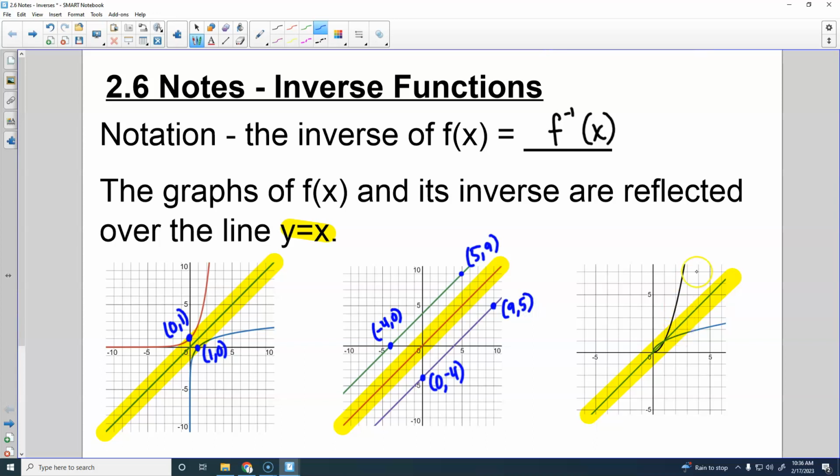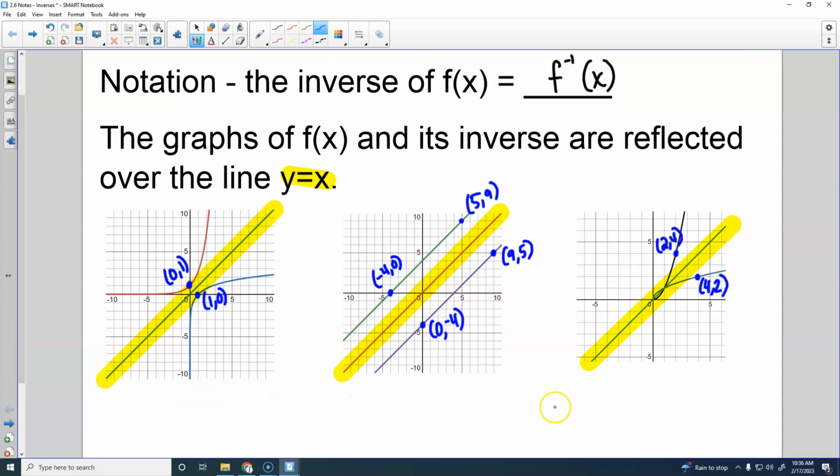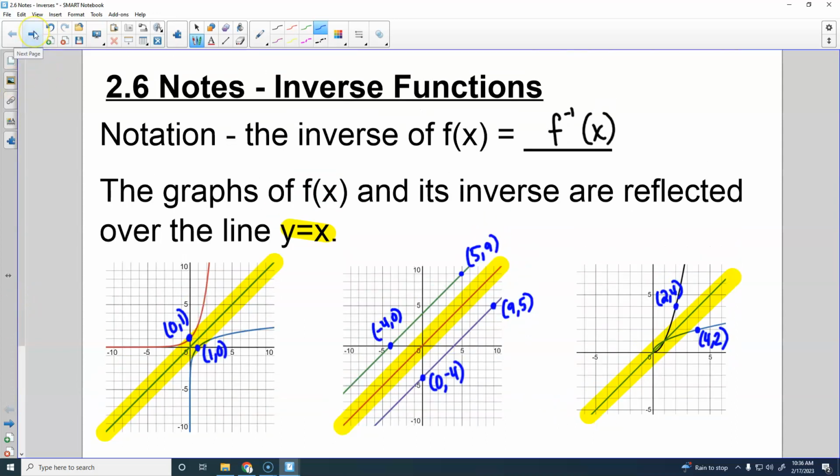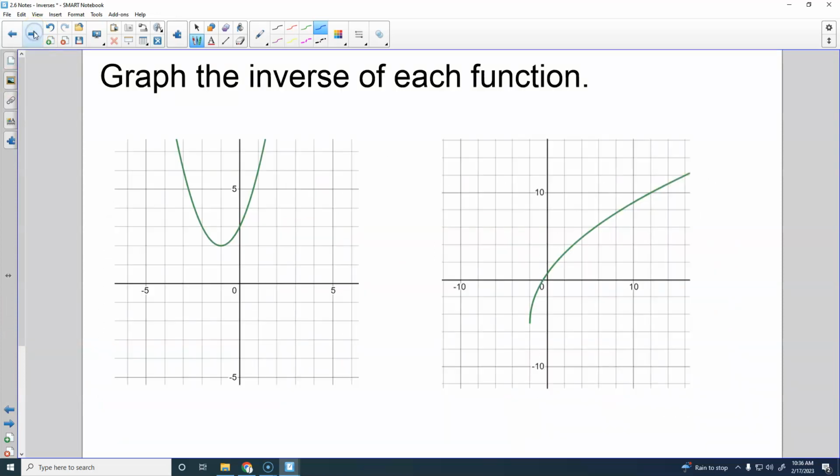We could even do that here. So the point right here is (2, 4). So that means (4, 2) will be on the inverse. So if we just had a table, we could create an inverse just by switching our x and y values for that. Okay, questions there? All right, so one thing you may be asked to do is to graph an inverse.